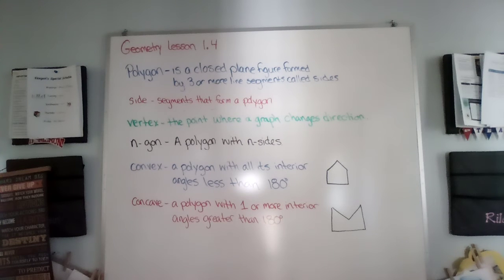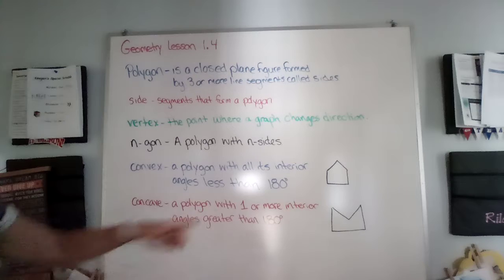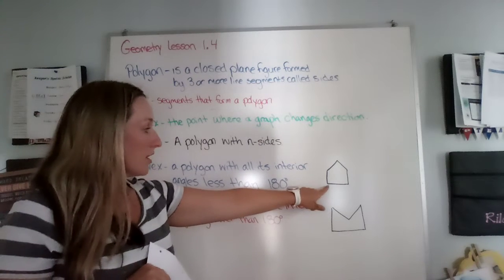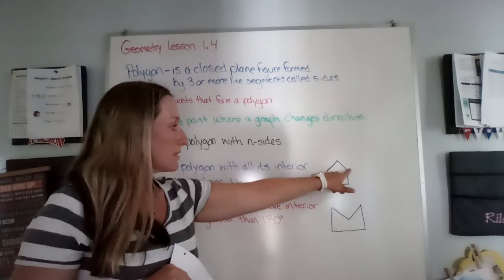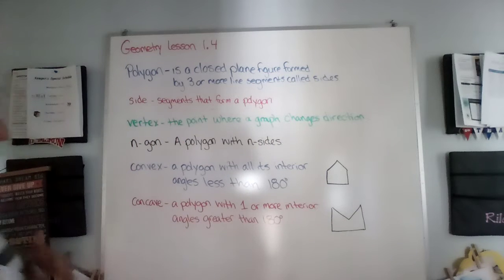Okay, we're all familiar with different polygons: triangle, quadrilateral, pentagon, hexagon, octagon, and so on and so forth. All right, a side. A side is a segment that forms a polygon. Segments that form a polygon. All right, the vertex. By definition, the vertex is the point where a graph changes direction. When we're talking about a polygon, if we just look at this pentagon down here, the corners, where the segments intersect, the segments meet, those are your vertices.